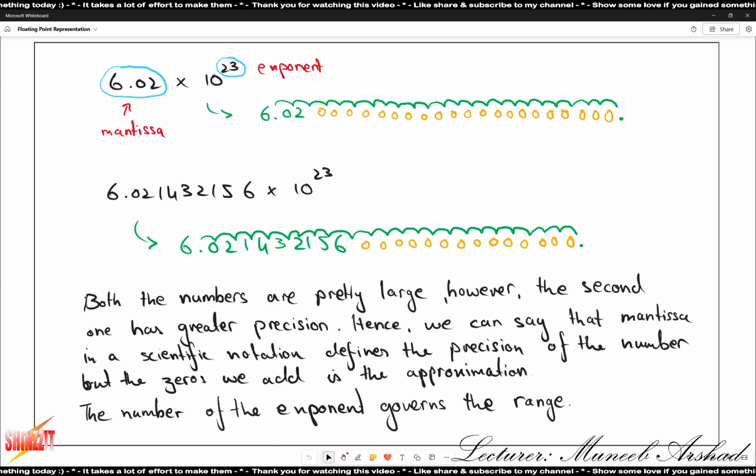So all in all, the mantissa defines or governs the precision of the number, and the exponent governs or defines the range of the number, how many places the decimal point is going to move.